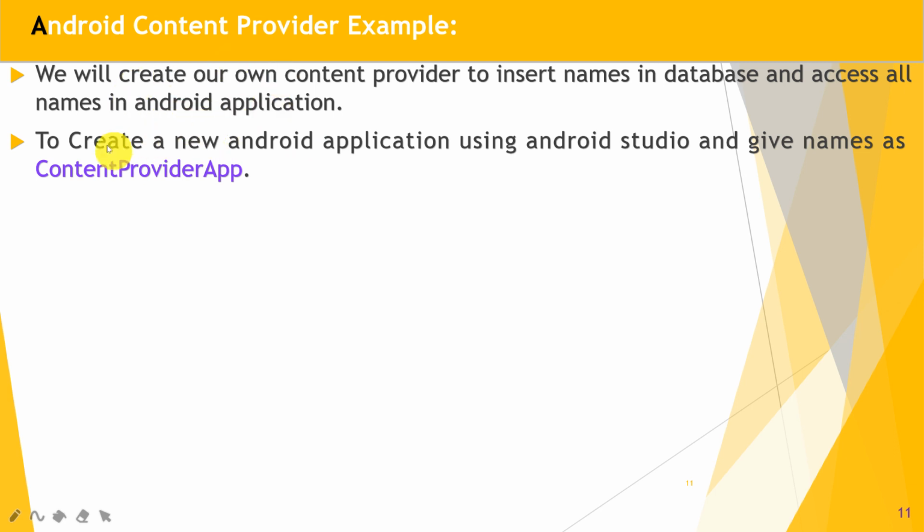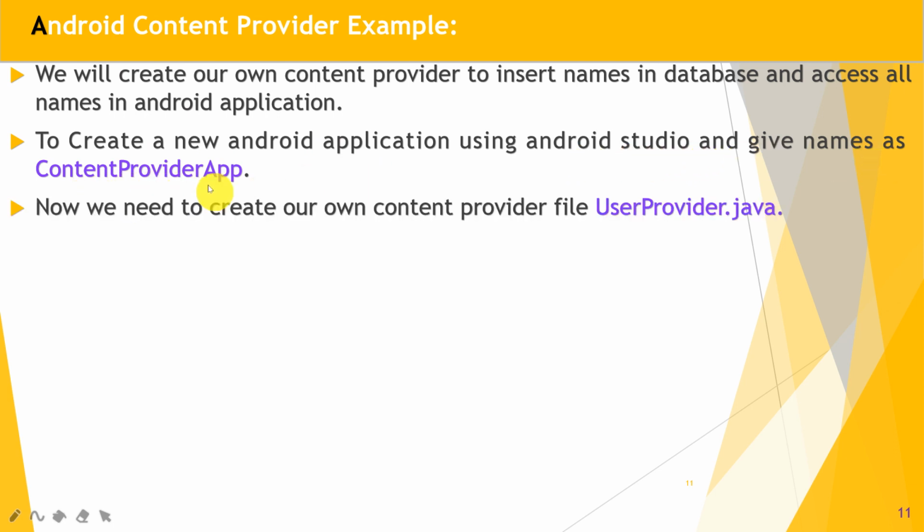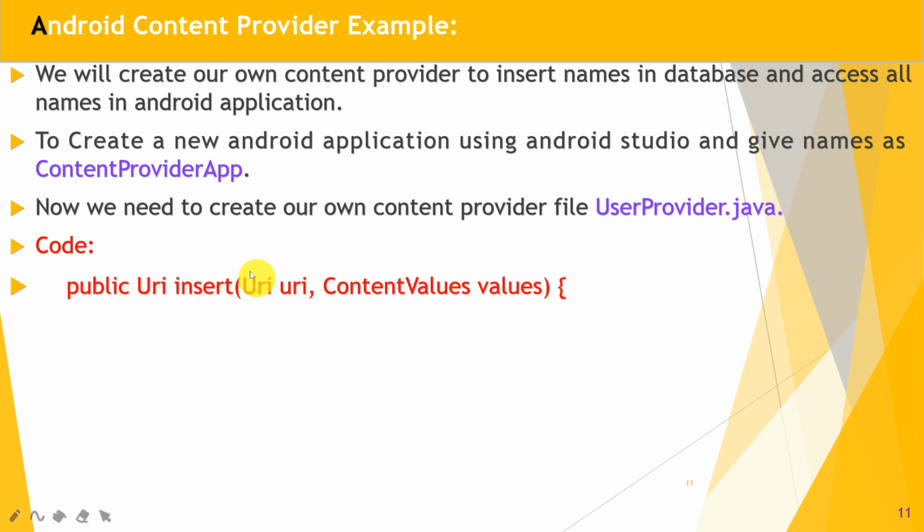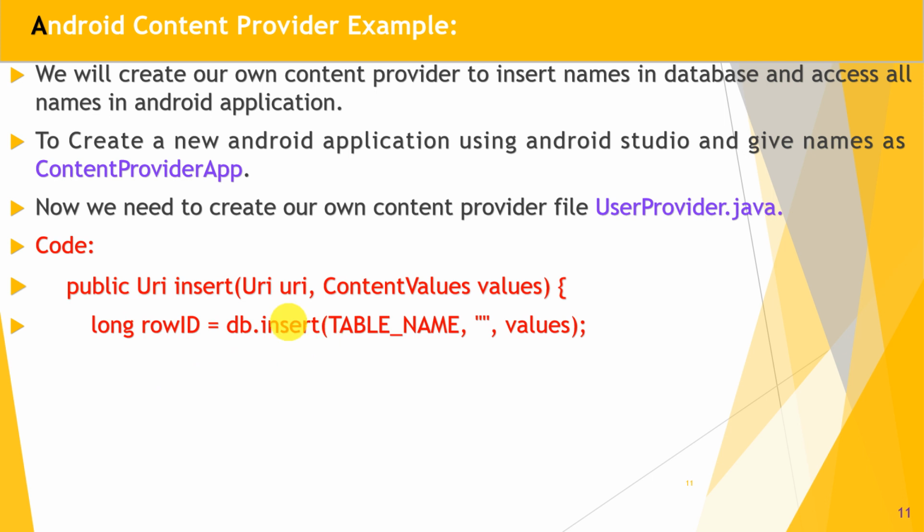To create a new Android application using Android Studio, give the application the name content provider app. Now we need to create our own content provider file, that is UserProvider.java. Here is the abstract code, where we write public Uri insert. The insert method is abstract in the content provider, so we can write insert, update, delete, all these methods.